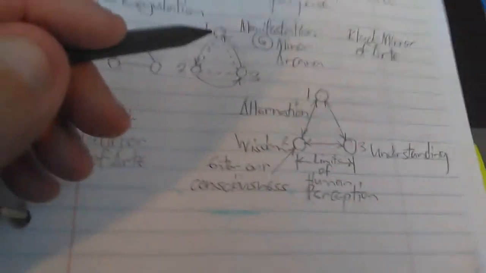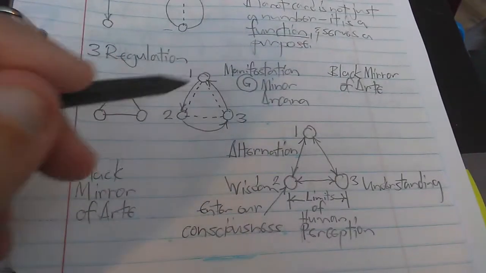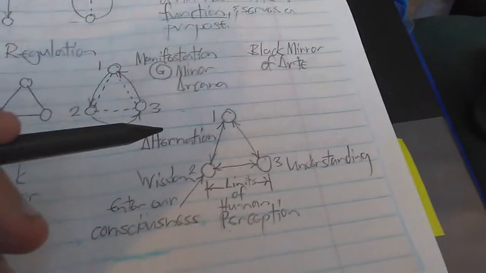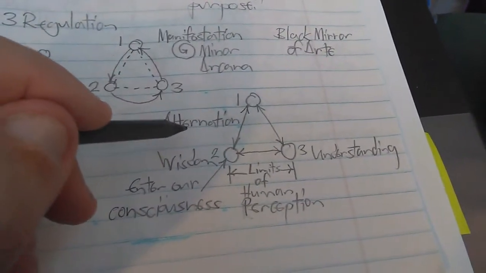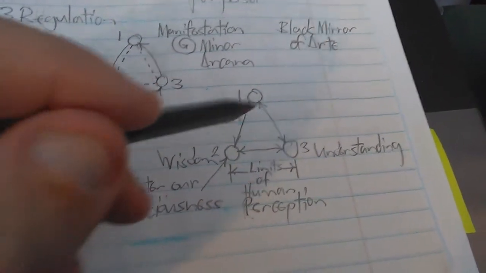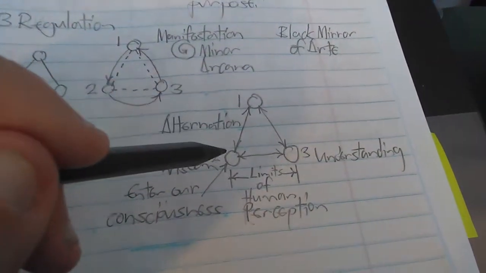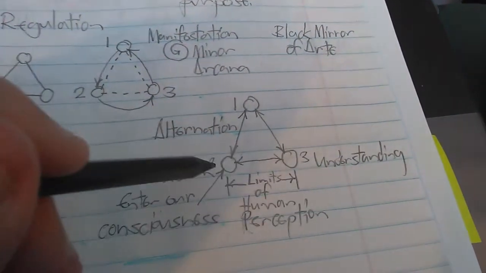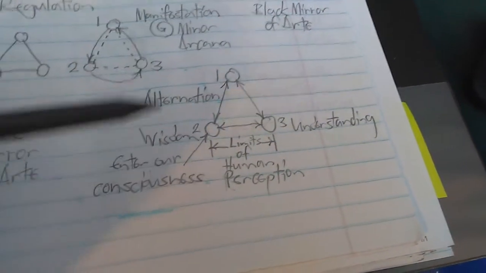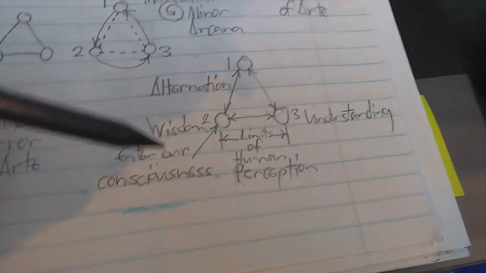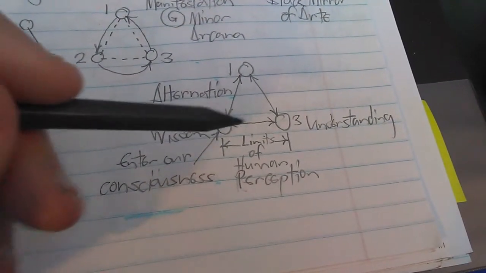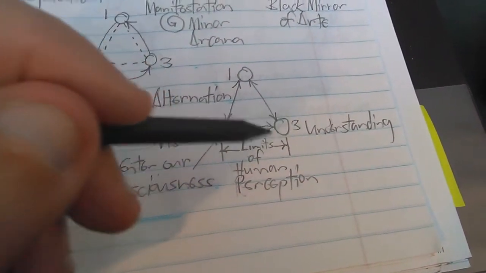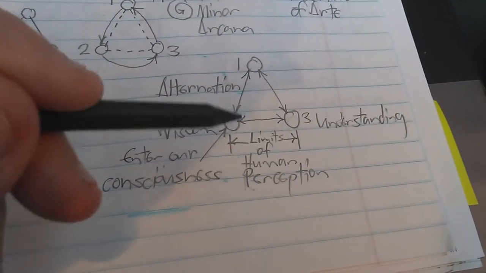So we're looking at 3 representing a regulation of this process, or as it's also called, alternation. For example, in the Kybalion, the measure of the swing to the right is the measure of the swing to the left. So 2 and 3, wisdom and understanding, represent the limits of our human perception. And so 3 is the understanding based upon what we learn or what we know.